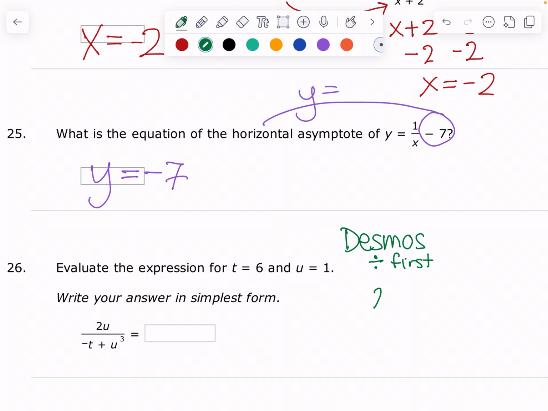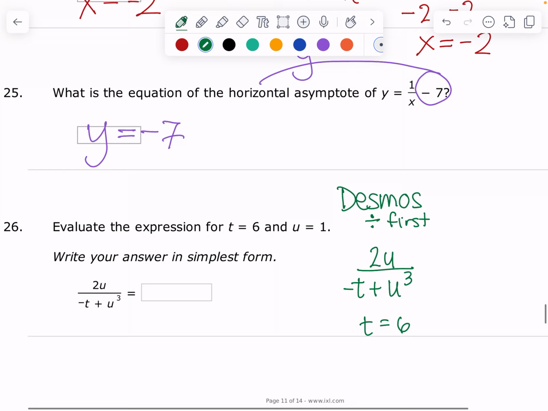Okay. So then you would do 2u over negative t plus u cubed. Next line down, you'll do t equals 6. Next line down, you'll do u equals 1. And when you put that in, I believe you get a fraction, and I don't remember what it is off the top of my head. I think it's like 2/5.